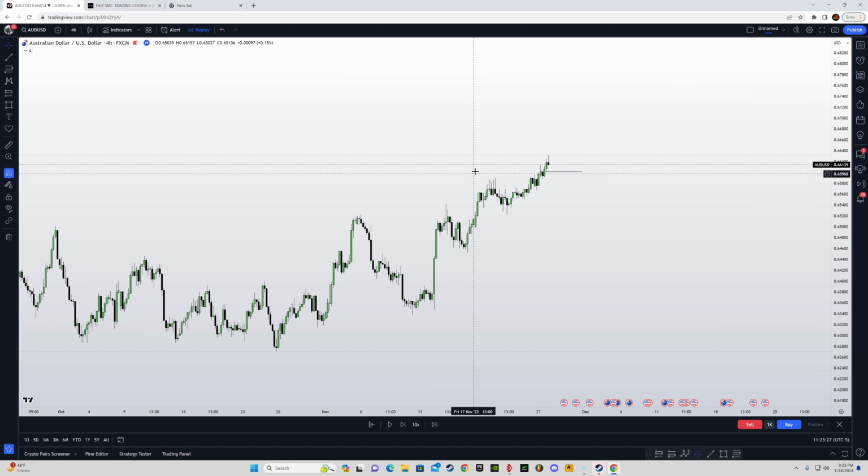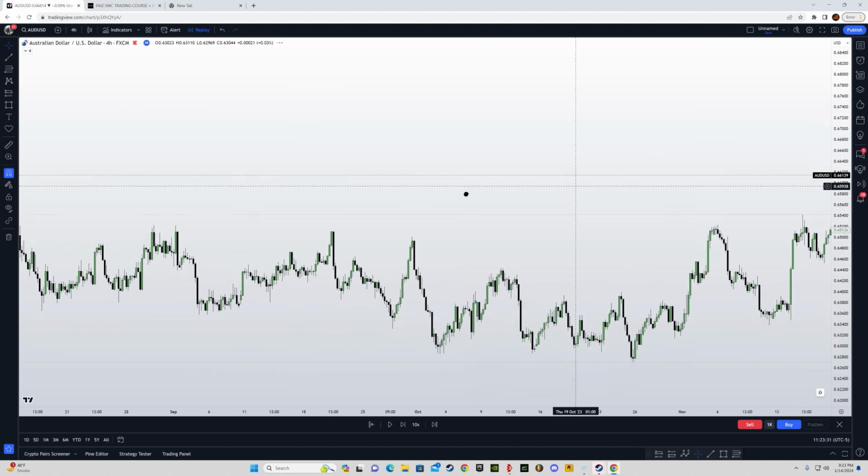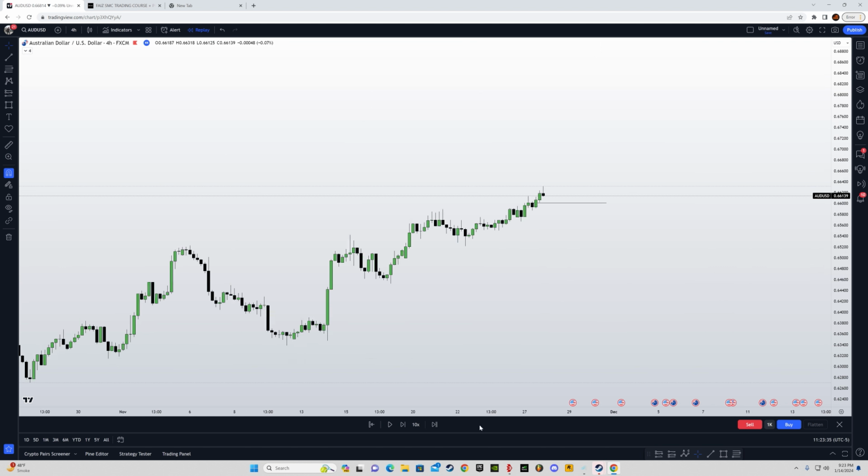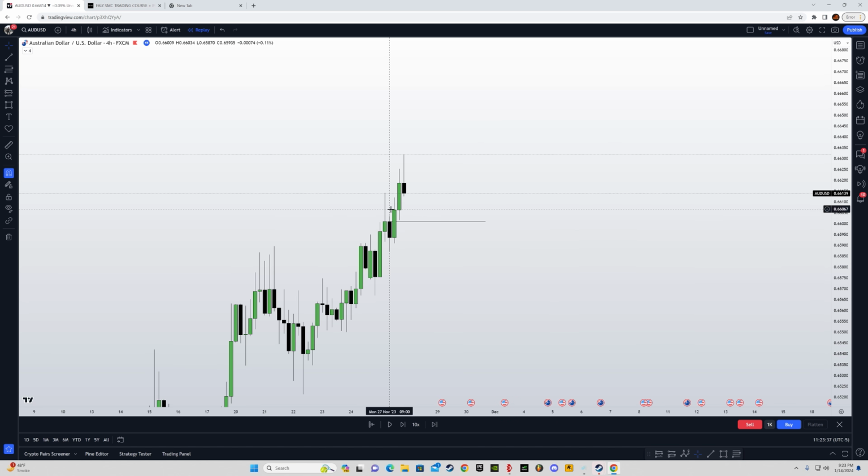And clearly we are going up. I do not need to look at anything else. I do not need to go back. I'm just looking at the current price action, and we are going up, right? So over here, what do we have?